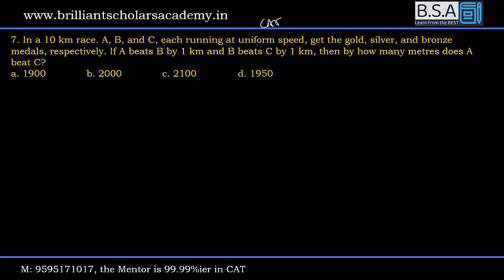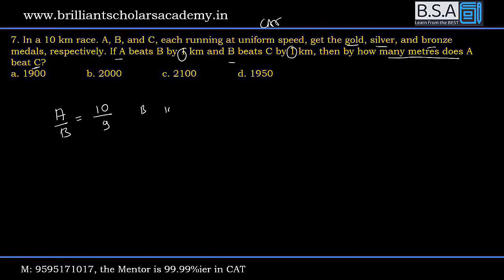In a 10-kilometer race, A, B, C, each running at uniform speed, get gold, silver, and bronze medals respectively. A beats B by 1 kilometer, B beats C by 1 kilometer. Then how many meters does A beat C by? So the race is between A, B, and C. Again, we have done 3 questions like this. A travels 10 kilometers. B travels how many kilometers? 9.